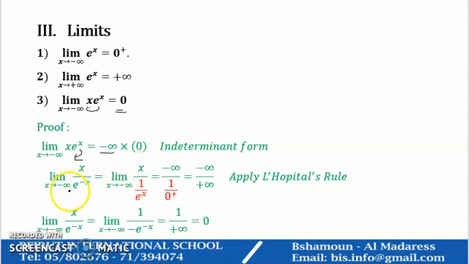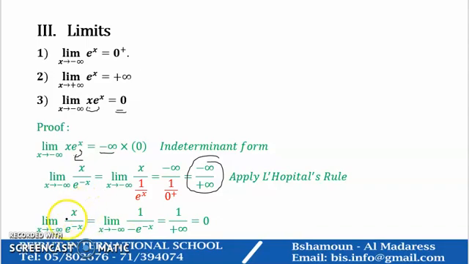Now, if we substitute x by minus infinity, we obtain here e exponent minus infinity, and 1 over e exponent negative infinity, which is 0 plus, 1 over 0 plus, infinity. So we obtain infinity over infinity. Then in this case, I can use L'Hopital's rule.